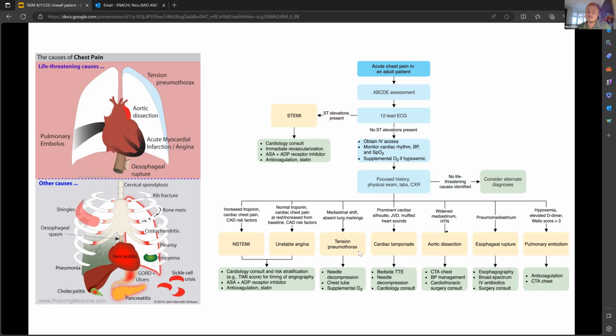Again, there's a lot to go through, and I don't think it's really important to go through each one of them, because I'm pretty sure, guys, through your training you know the basics of what needs to be done with each of these, whether that's a tension pneumothorax, a tamponade, a dissection, PE.